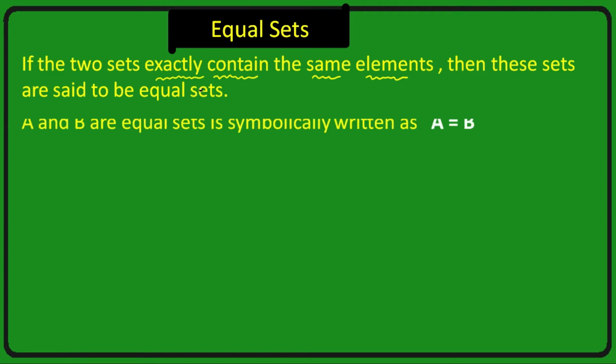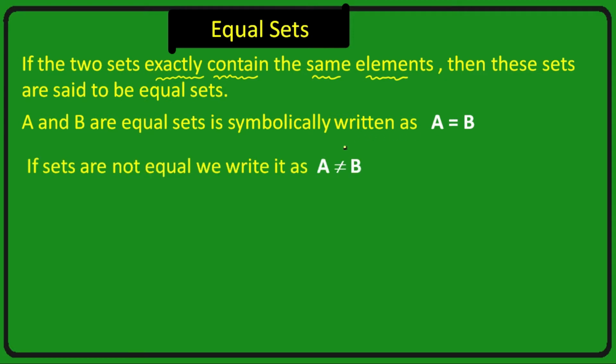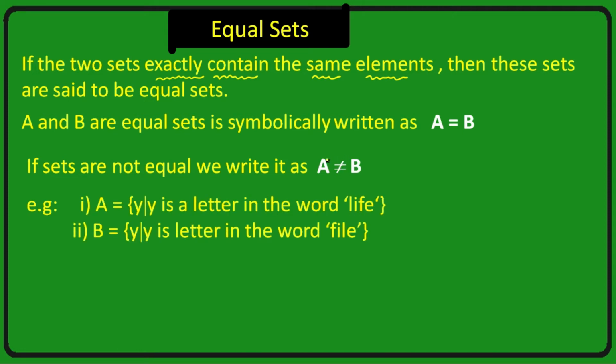Means if A and B are equal sets, then symbolically it is written like this: A is equal to B. And if two sets are not equal, then symbolically it is written like this: A is not equal to B, which means these two sets are not equal sets. Okay, so let us take one example.